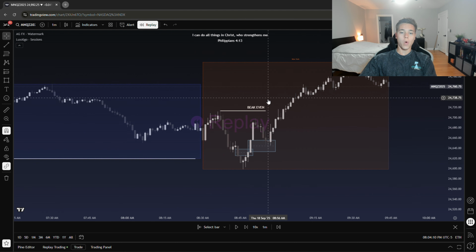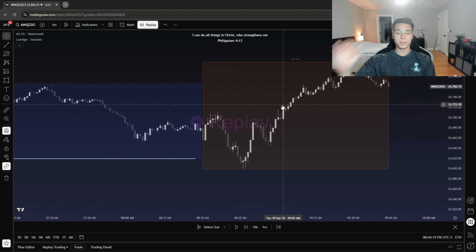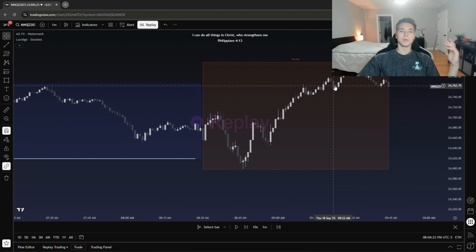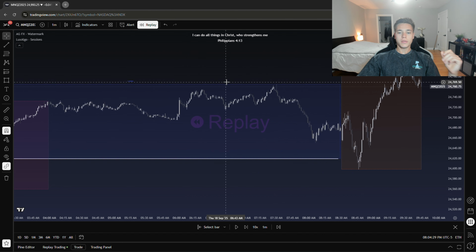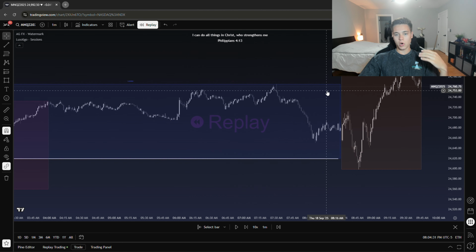Now, you might be asking why target session highs? That's exactly where people put their stop losses, where these banks and these market makers, there's probably millions and billions of dollars sitting above those highs and those lows because they think that the price is going, they're going to try to target the opposite side of the liquidity.